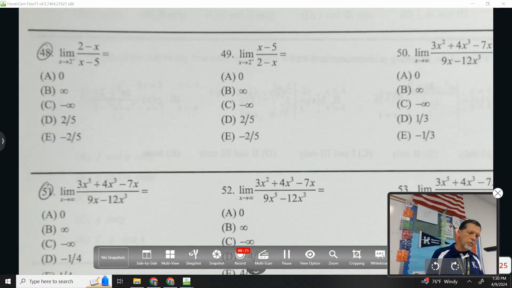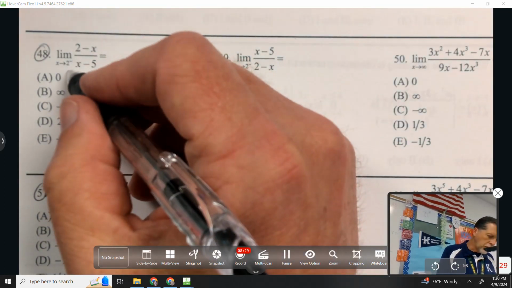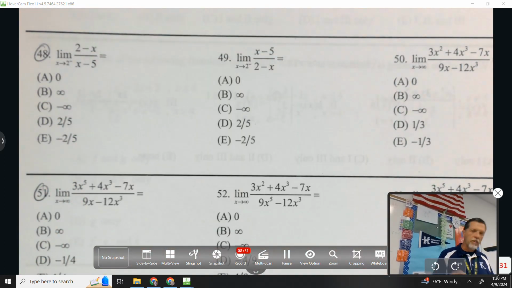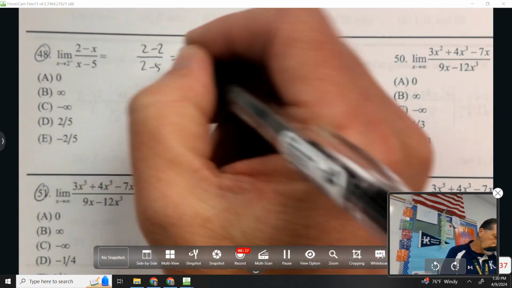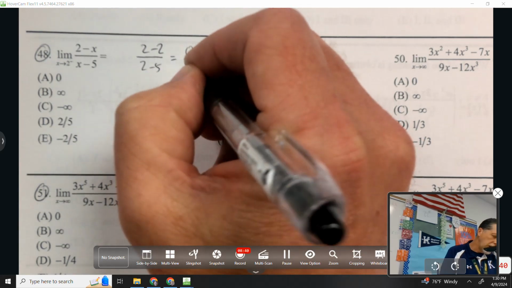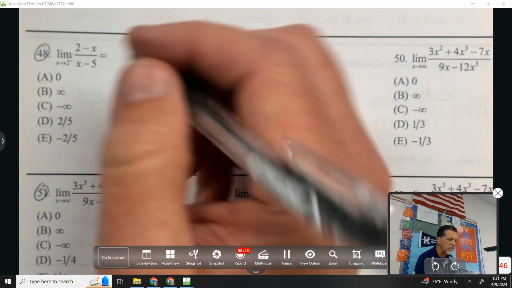48. So here's the multiple choice set of questions. Limit as x approaches 2 from the left. Okay, first job, always substitute, see what happens. 2 minus 2 over 2 minus 5. That's 0 over negative 3. So I'm not worried about which side it's on because it's 0. There is no positive or negative. So that's just 0.